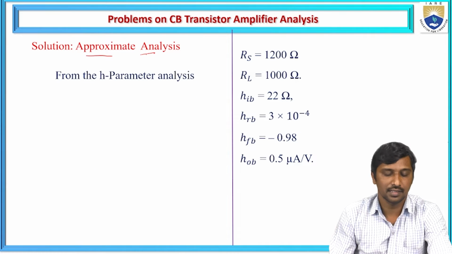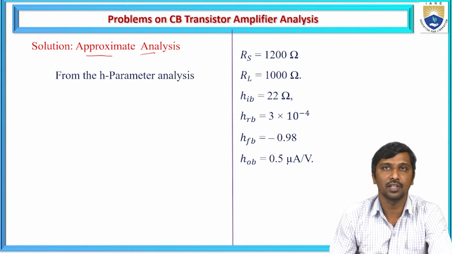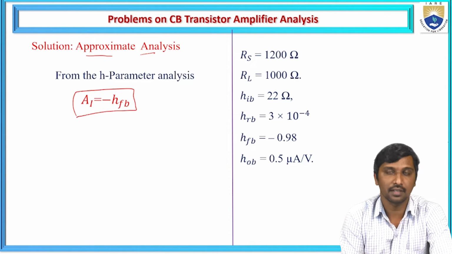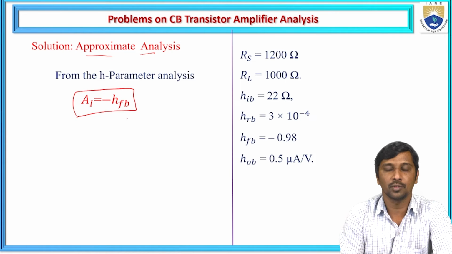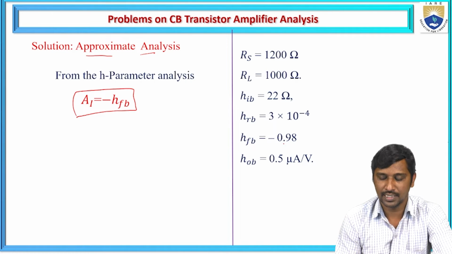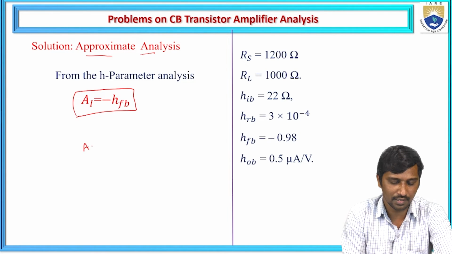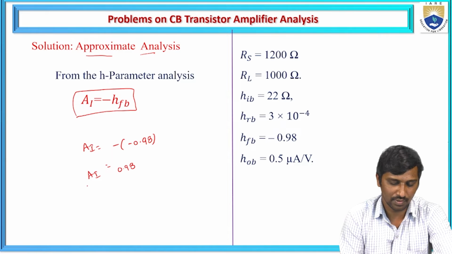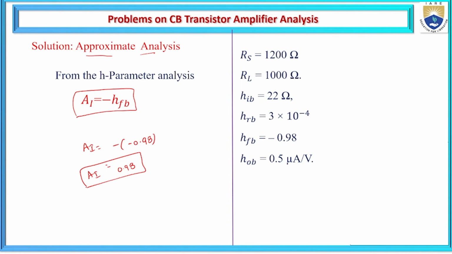In this approximate analysis, from the H parameter model or small signal model analysis, the AI is represented as only minus HFB. The current gain is directly proportional to the small signal forward current gain, that is minus HFB. Here they represented the HFB value as minus 0.98, hence AI is equal to minus of minus 0.98, so the current gain is approximately equal to 0.98. In the exact analysis also, we got that the current gain is 0.98.